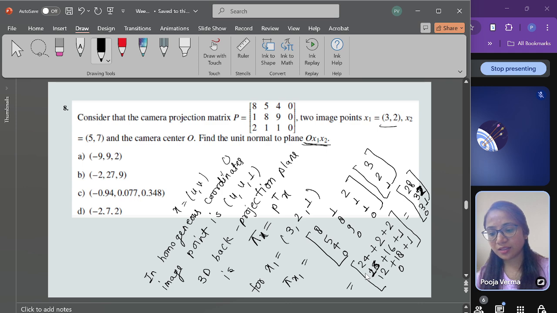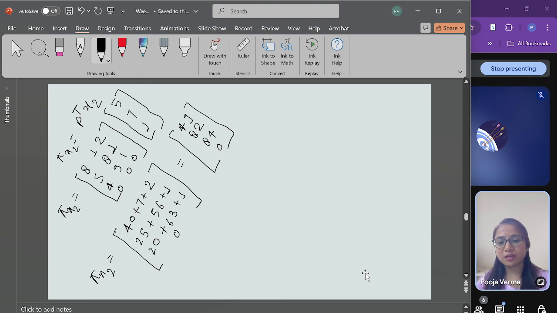Here the P matrix is given, and there are some theoretical concepts. We need to find the plane through O, x1 and x2. Pi 1 is the plane through the center O and the ray of x1, and similarly pi 2 is the plane through the center O and the ray of x2. The intersection of pi 1 and pi 2 is the line OX1 and OX2. The plane containing OX1 and x2 is formed by the cross product of the plane normals in 3D. In the dual form, the plane normal in 3D is given by the cross product of the directions of the rays of x1 and x2.